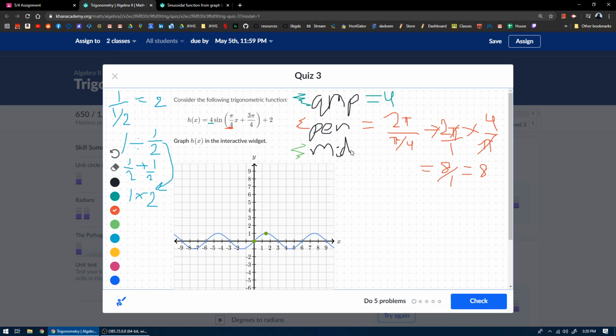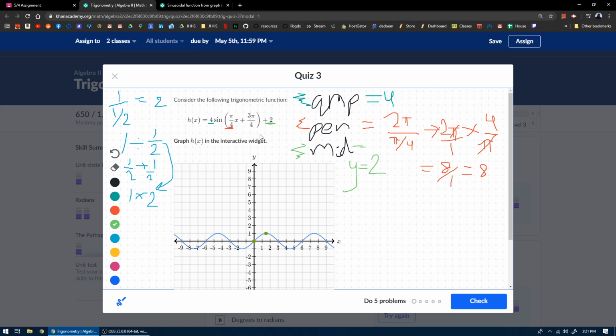Okay, midline. The midline is just kind of like the amplitude, like it's this number right here. So whatever I do in this box, I add 2 to it. So every single value I have here, I add 2 to it. What do you think happens? Everything moves up by 2 because I add 2 to everything that happens over here. So my midline is going to be y equals 2.